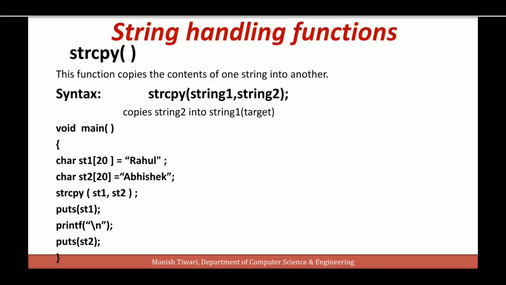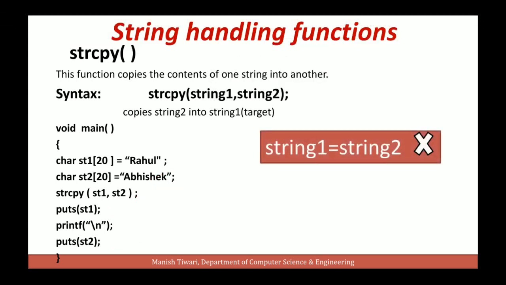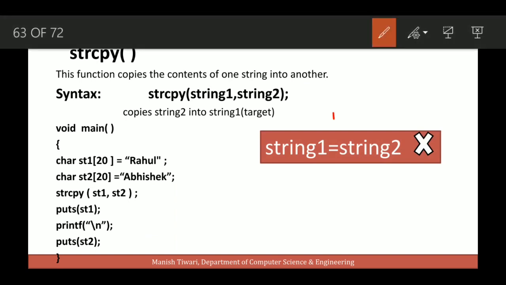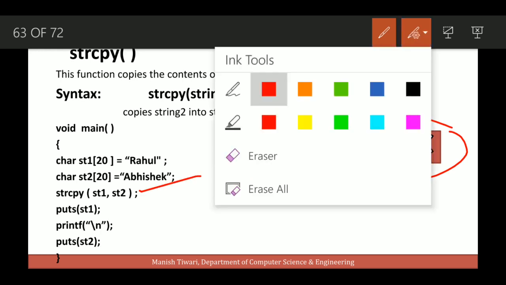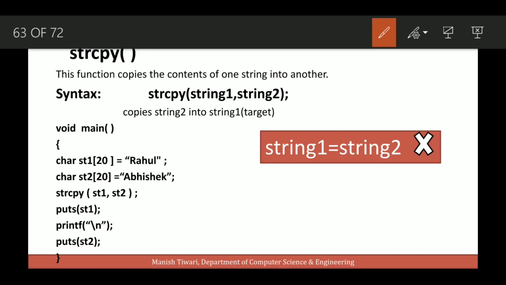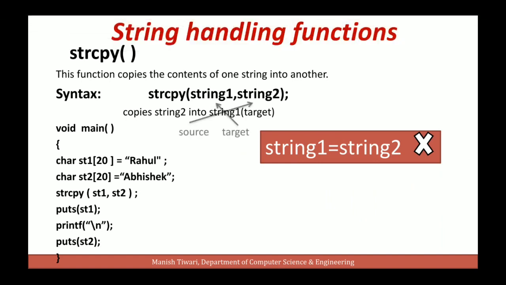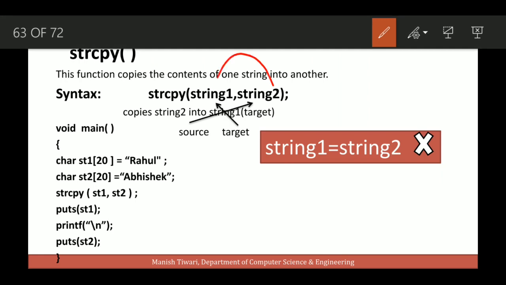So you see here that we are not using the equal to operator to copy a string into another string. So it's a wrong syntax. In the case of a string, if we want to copy the value of one string into another string, we will use this strcpy function. So here you can see that string 1 is the target string and string 2 is the source string. It means the value of string 2 will be copied into string 1.